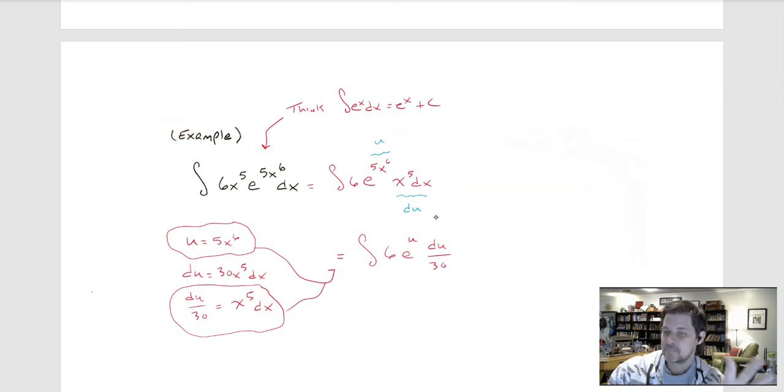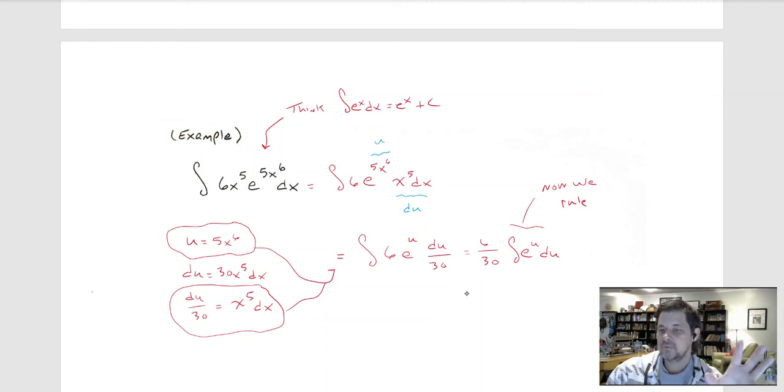Okay. Problem is I got this 6 and this 30, but that is like a 6 on top of a 30. So let's write 6 over 30 like this, e to the u du. All right. Then we got it. It's like right there. Now I can use the rule. At that point, I can do it.